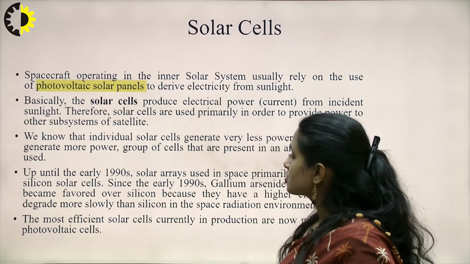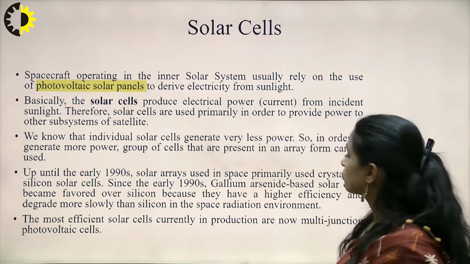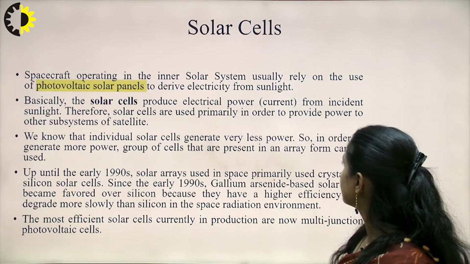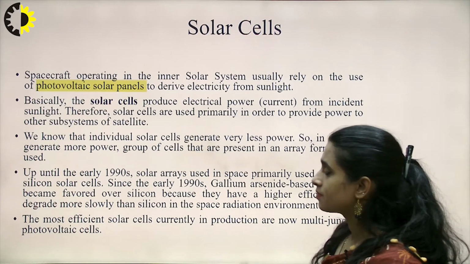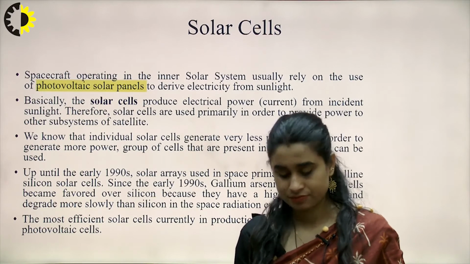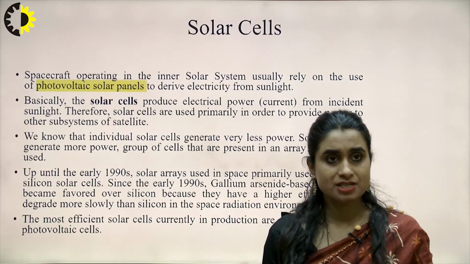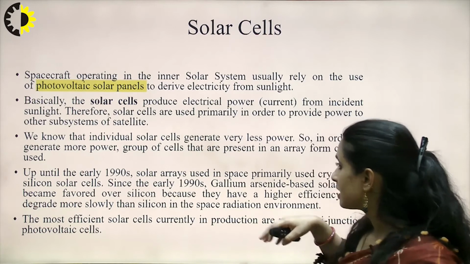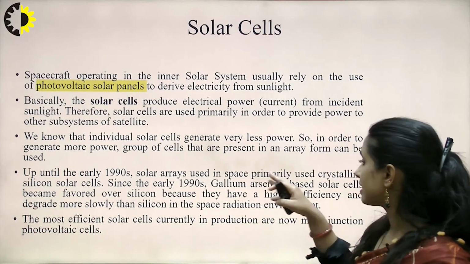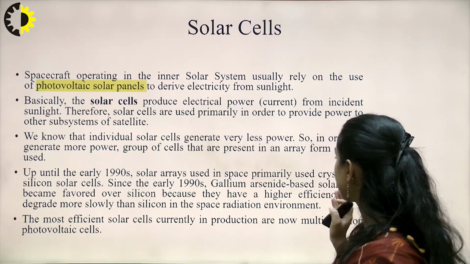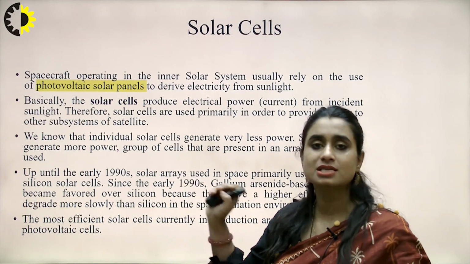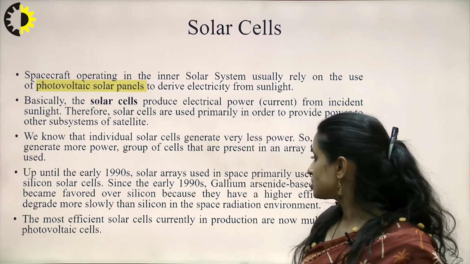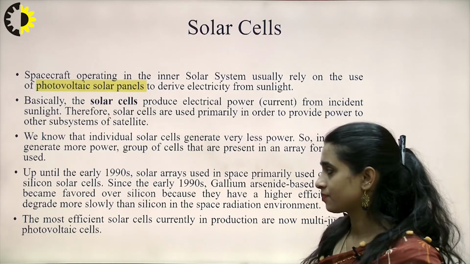We know that individual solar cells generate very little power, so in order to generate more power, a group of cells in an array form can be used, right? Now if we talk about solar arrays, in the 1990s the solar arrays used in space primarily used crystalline silicon solar cells. These were our first choice. Later on, these were replaced by gallium arsenide based solar cells, right?